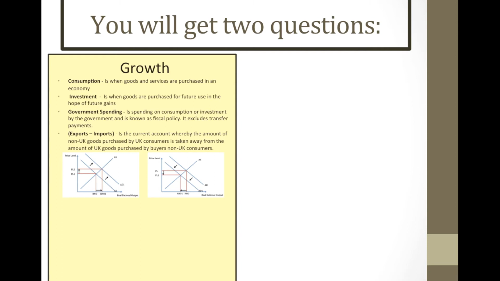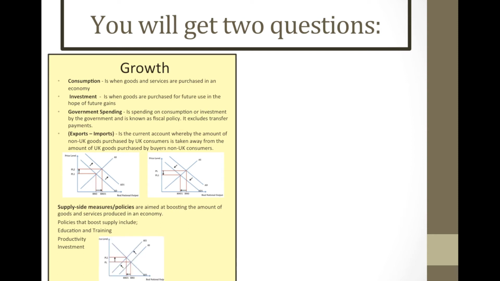The other thing is that not only will they talk about AD components and the link between them and the effect on growth, they'll also talk about supply side measures. You can talk about both when using your evaluation, depending on the question. Supply side policies are just about production within the economy, how much we're supplying, and that's affected by things like education and training, productivity, and investment in infrastructure. So these are things trying to increase the general output for a given input.